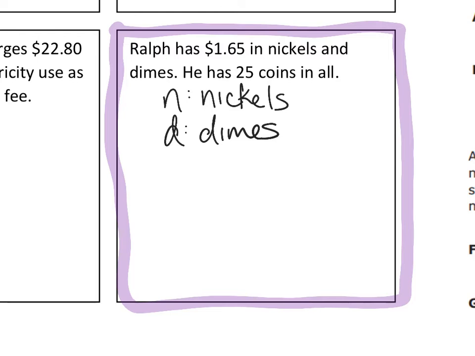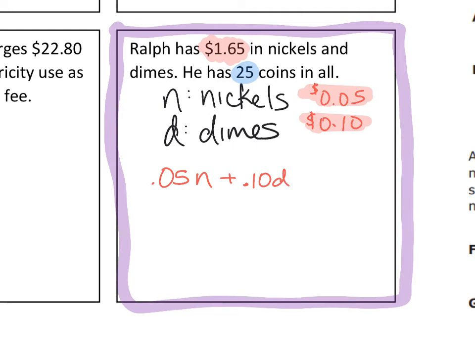How much is a nickel worth in dollars? Sweet. How much is a dime worth? Absolutely. So we reread the question. It says Ralph has $1.65 in nickels and dimes, for a grand total of 25 coins. We have to keep all of the dollar sign numbers together. So if I did $0.05 for every nickel and $0.10 for every dime, and I added all of that up, Ralph would have $1.65.